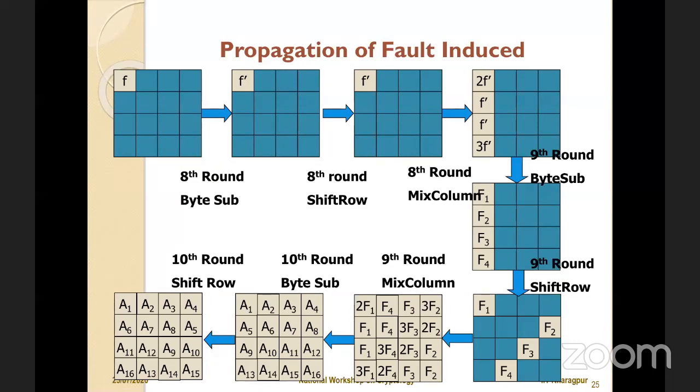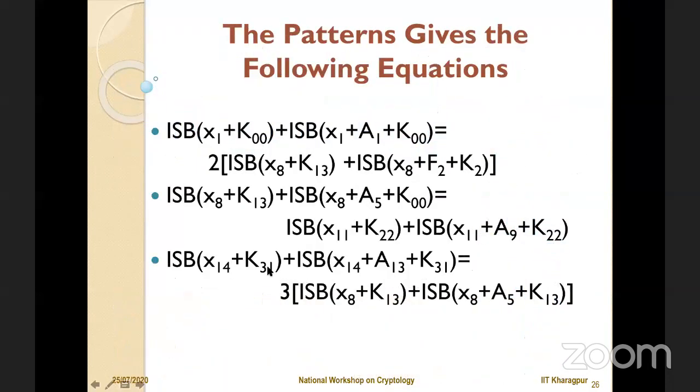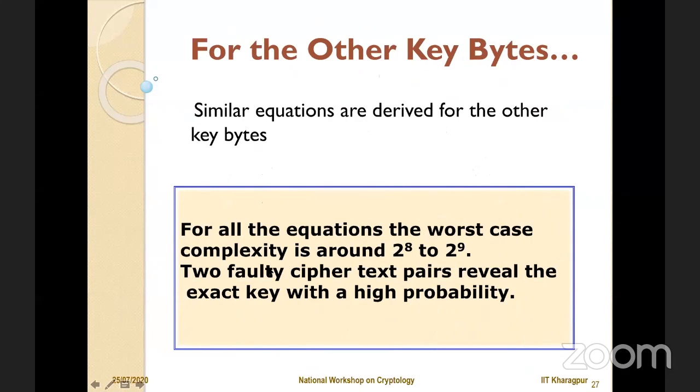You see that these are the interrelationships which are possible, and you try to apply this to form equations and solve them in the best possible manner and try to get the key as fast as you can. So in a very naive manner, you will see that you probably would require 2 faulty ciphertexts, and that would reveal the exact key with a probability of almost 1.